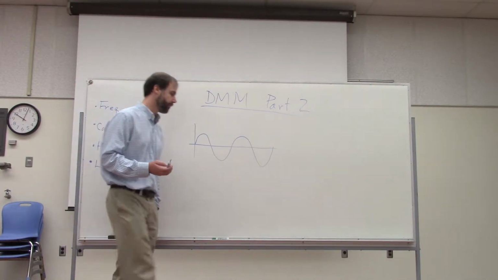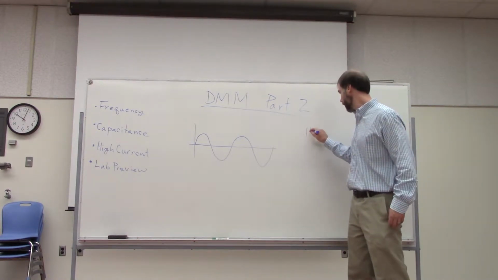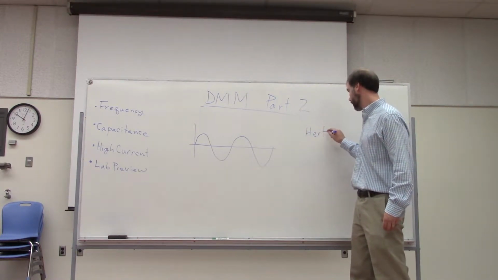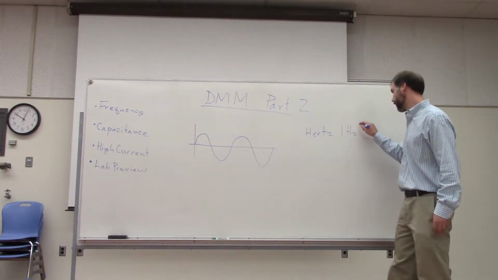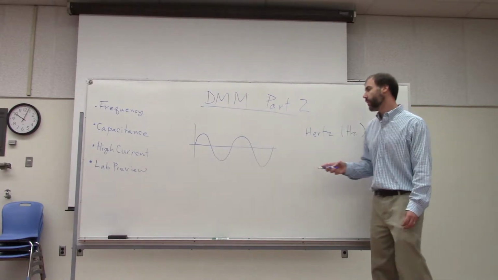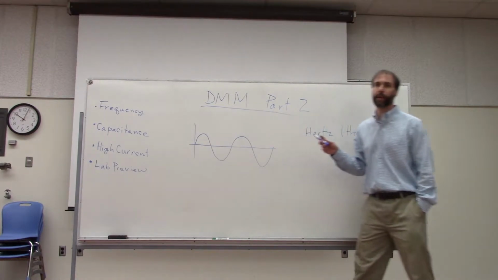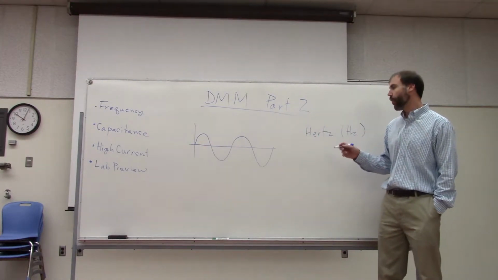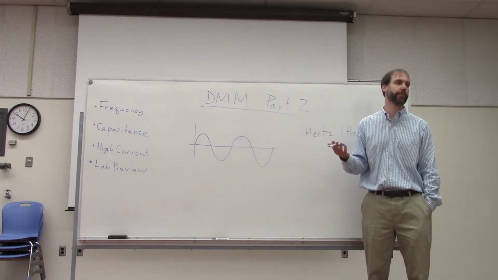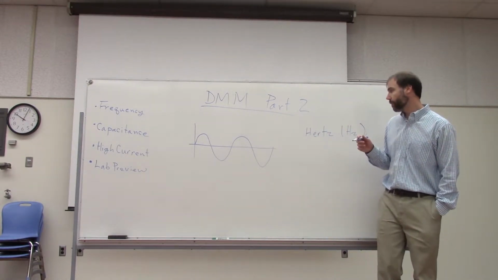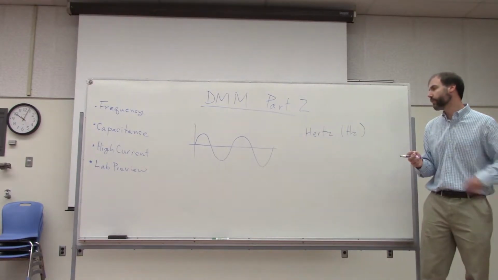The most standard unit of frequency is hertz, and that's abbreviated Hz. So if this signal repeats 1 time every second, that's a frequency of 1 hertz. If it repeats 10 times every second, that's a frequency of 10 hertz. So that is the most standard unit of frequency in electronics.